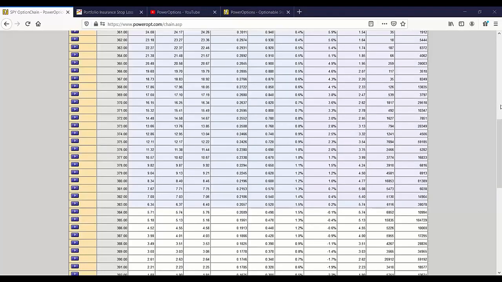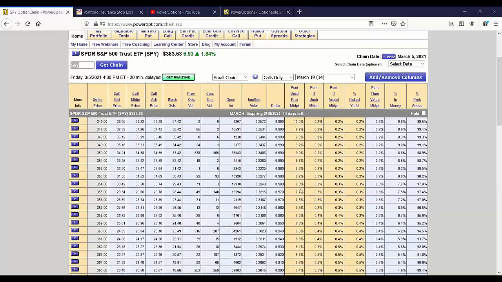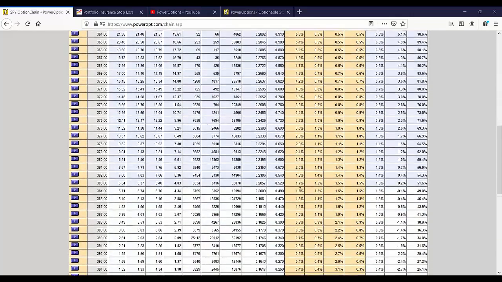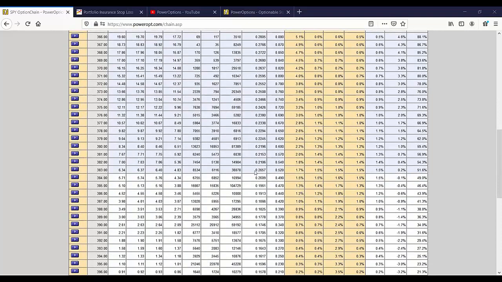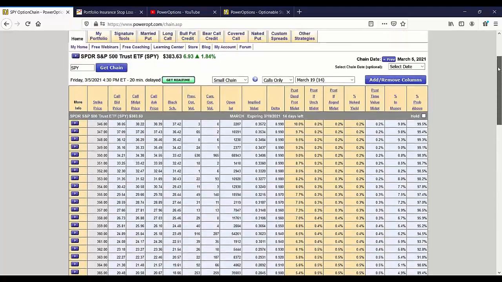I wanted to go to the calls for a specific reason, so that we could see the downside protection, percent return if assigned, of course, and the covered call return, to see if we're meeting our criteria. And of course, possibly the open interest and the volume. There we go. Okay. So let's go near to at the money. And this is SPY.